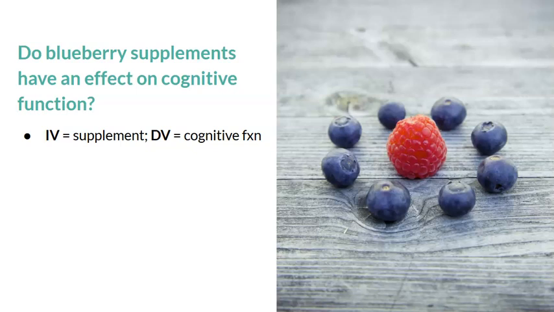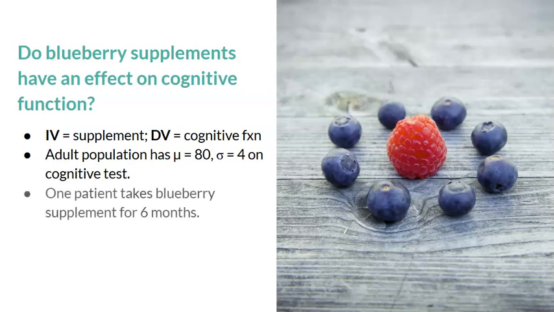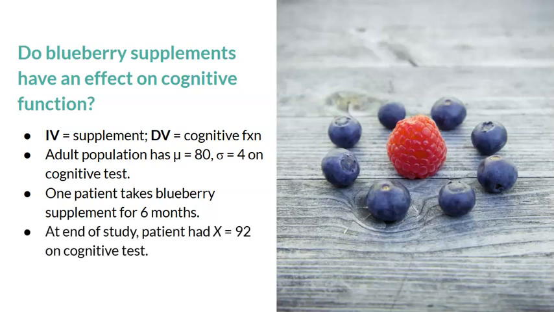In this lecture example, we know that the adult population scores a certain mu and a certain sigma on a cognitive test. Since we can't study the entire adult population, we have one patient take blueberry supplements for 6 months. Then we will compare this one patient's score to the population to see if the supplements worked or not. I encourage you to pause the video here and try to do the 4 steps on your own first. Then resume the video to show the answers.